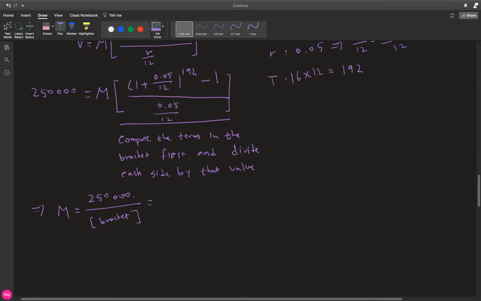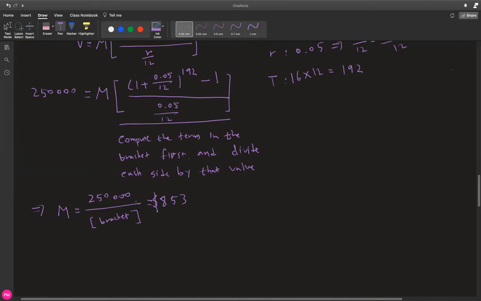But if you did this correctly, and if you put everything in as it should, you should end up with 853. So this means that if you contribute $853 a month into your savings account, after 16 years, your account will mature to $250,000.